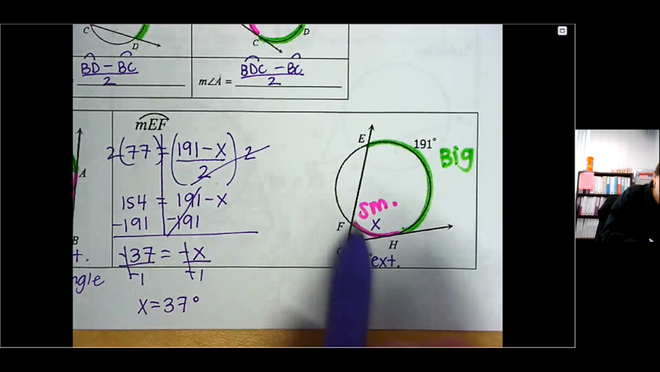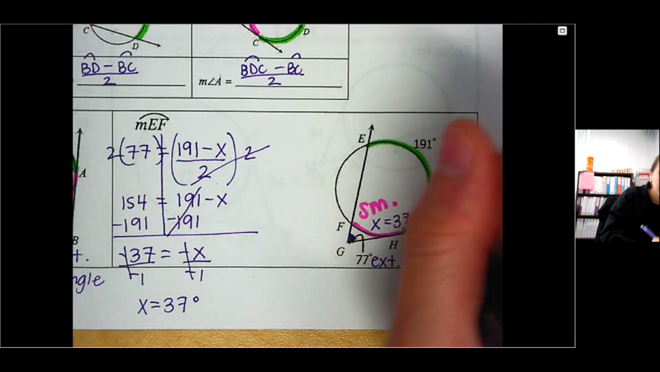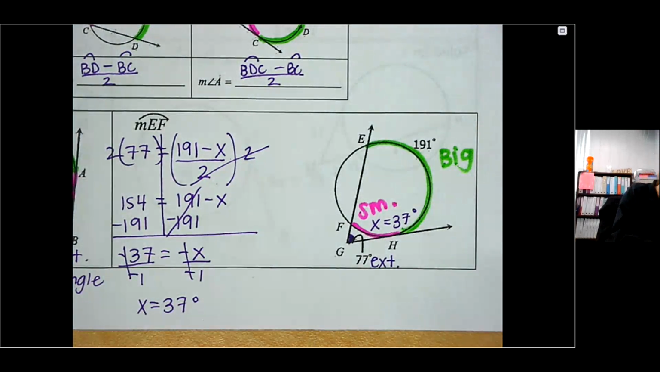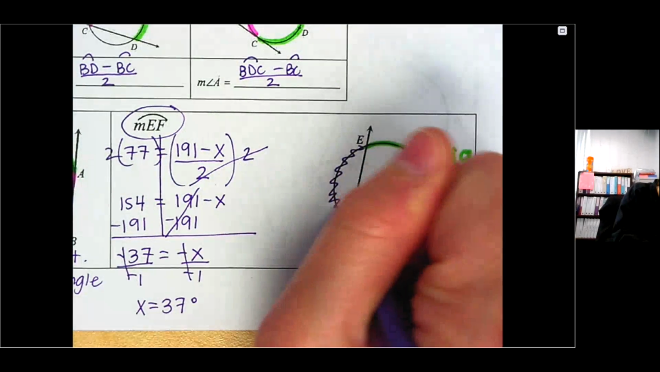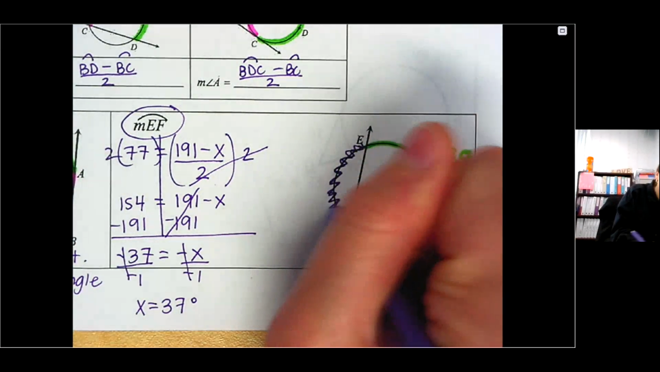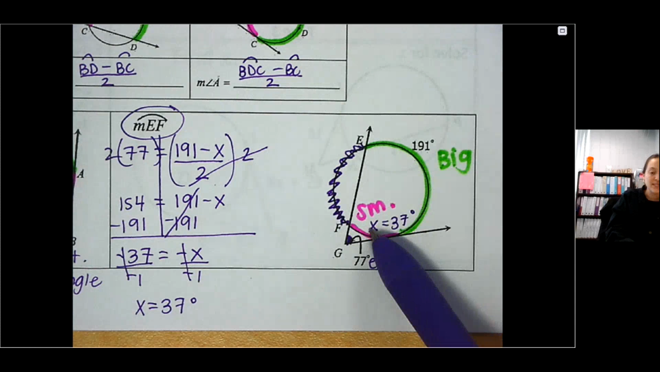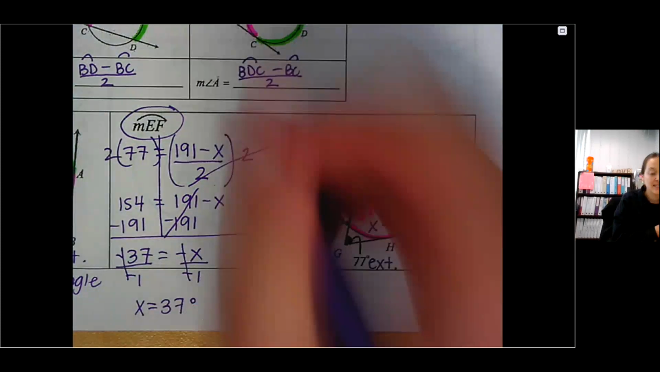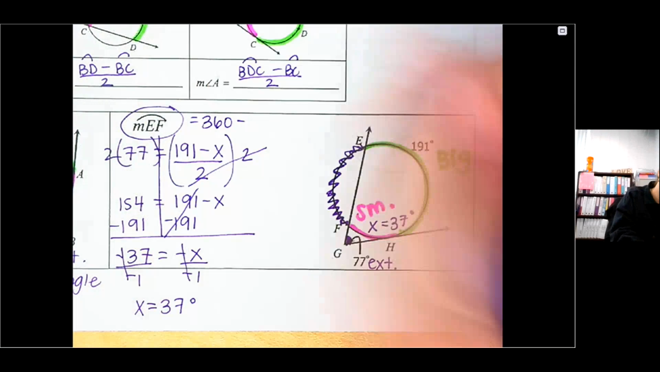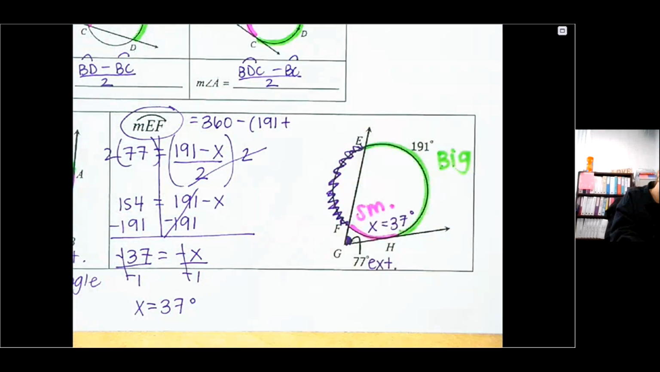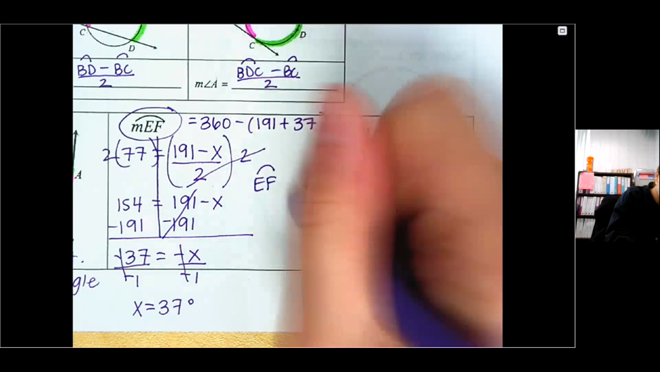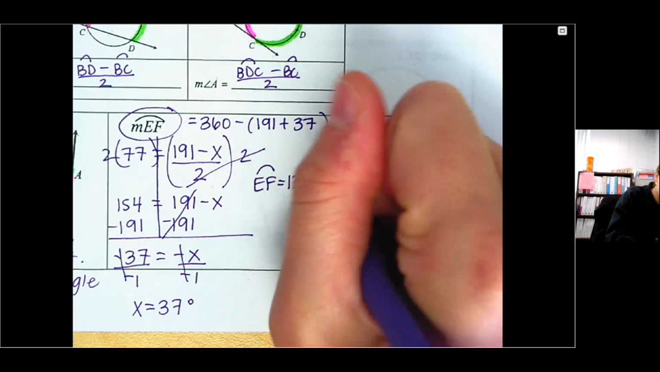So this arc right here from F to H is 37 degrees. However, the problem asks me to find the measure of arc EF. So that is this arc over here. Now, to find that arc, I know the whole thing is worth 360, so I'm going to subtract the big and the small piece from 360, and that'll give me what is left over. So I'm going to do 360 minus 191 and 37. And when I do that, I get that the measure of arc EF equals 132 degrees.